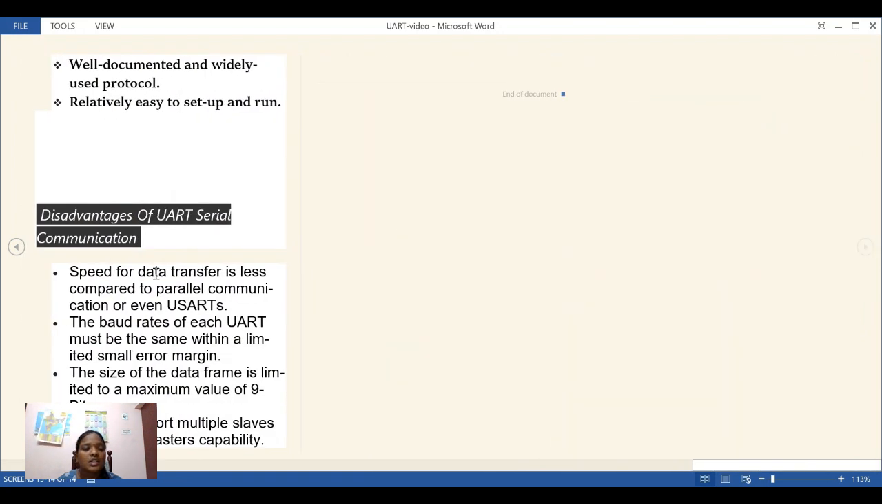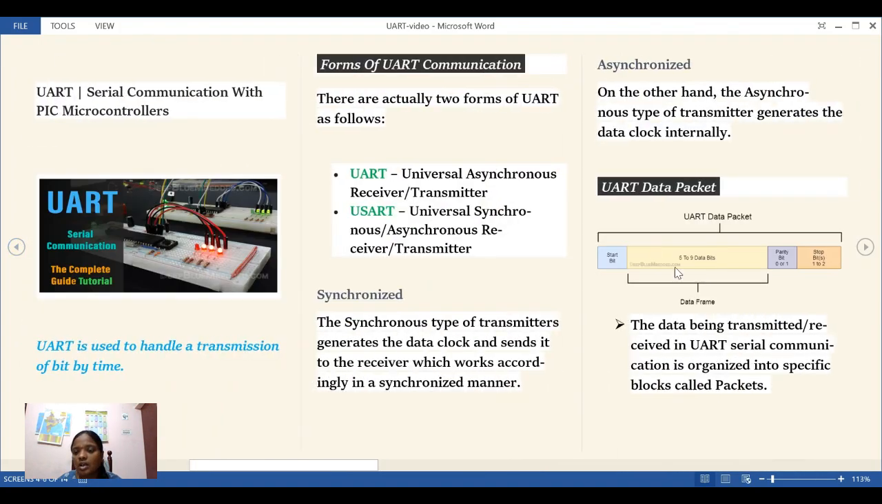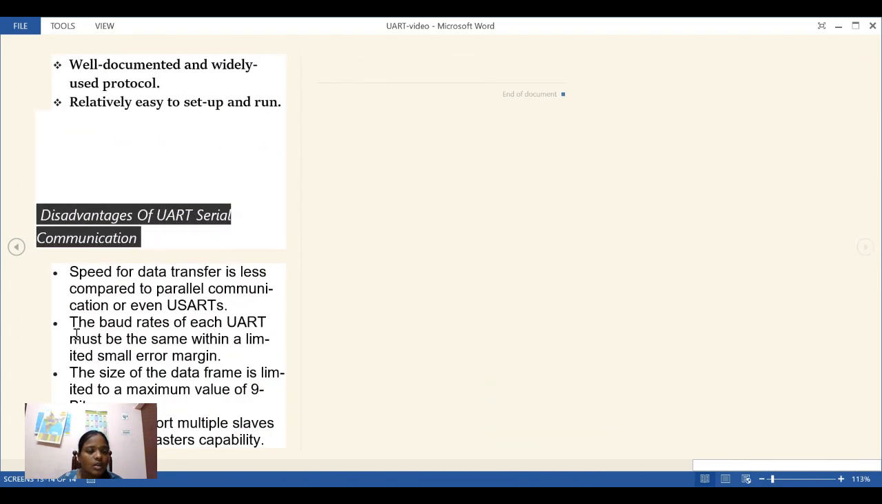Next is the disadvantages. From the diagram itself we can say what the disadvantage is. How many data bits are there in the data frame? There are only 5 to 9 data bits. So the data bits are very limited here, so we can say it is one of the disadvantages. See here, the size of the data frame is limited to a maximum of only 9 bits.